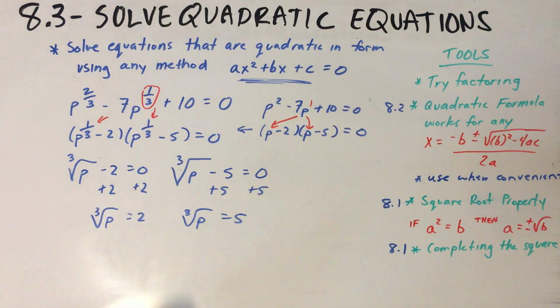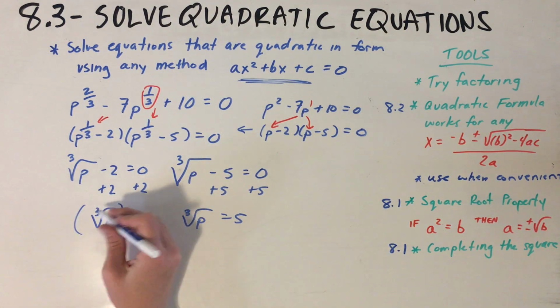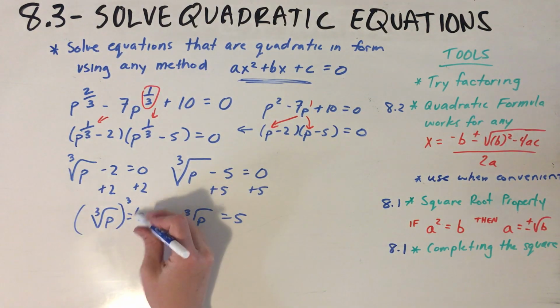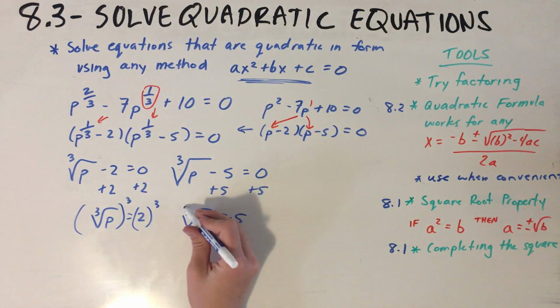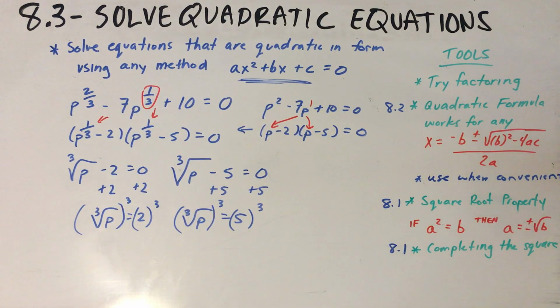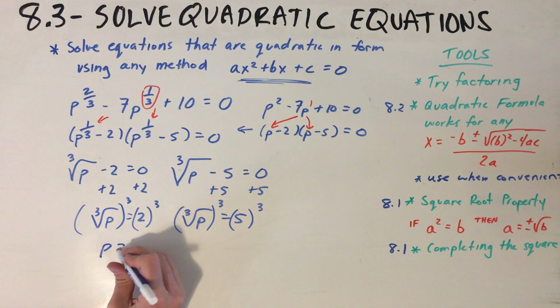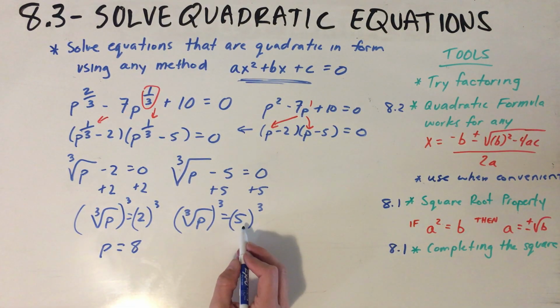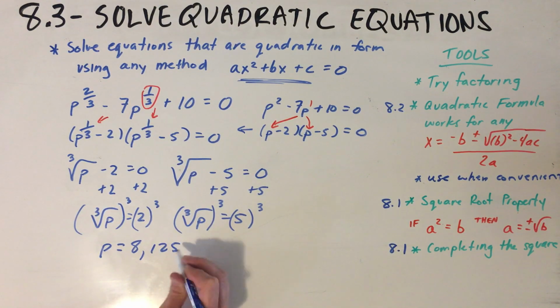What I'm going to do here is raise these to the power of the index. So if I just cube this, then this is going to be just p. Whatever I do to one side of the equation, I have to do to the other. So I'm going to cube this and cube this. Sweet. So what do we get here? We get that p is 2 times 2 times 2, which is 8, and p is 5 times 5 times 5, which is 125.